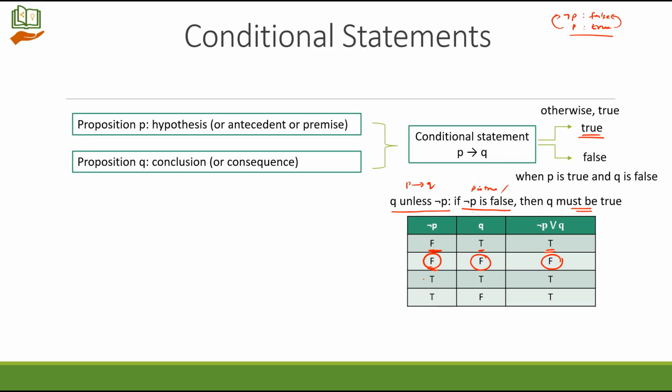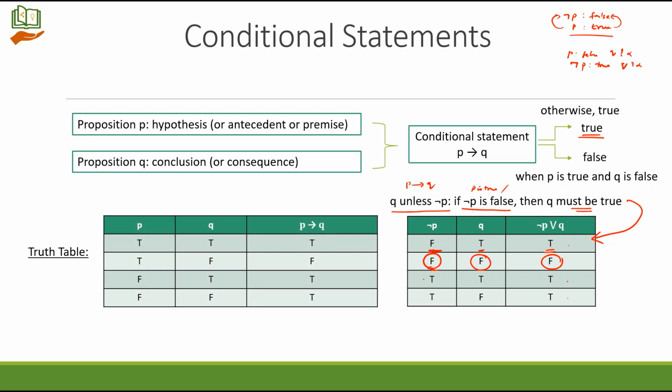We don't mind. When P is false, we are not worried about the Q value. Similarly, when the negation of P is true, we are not worried about the Q value. All the three statements are true. So this particular statement is translated in the first row. Now let's go for the general truth table of P implies Q.